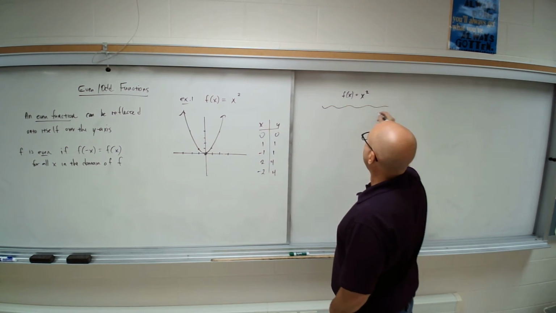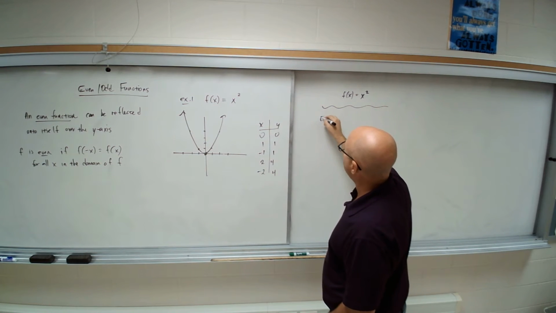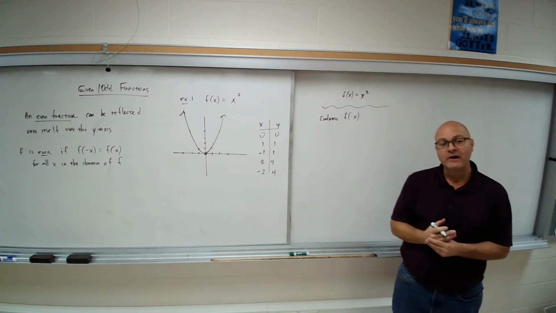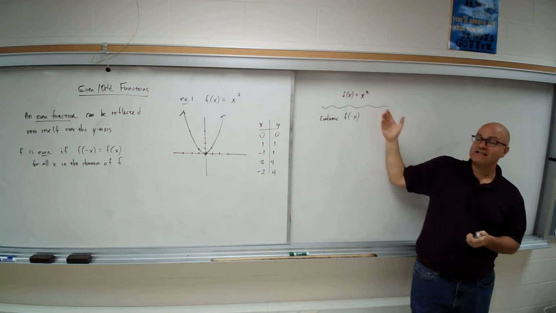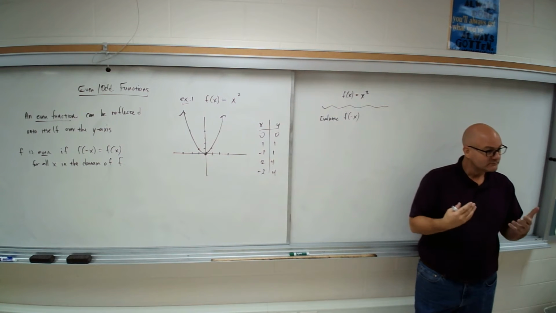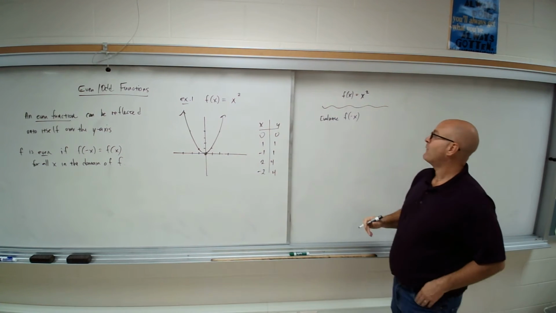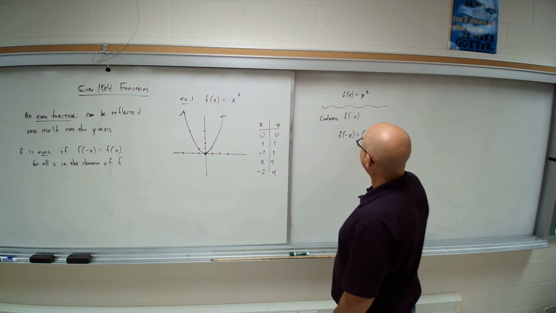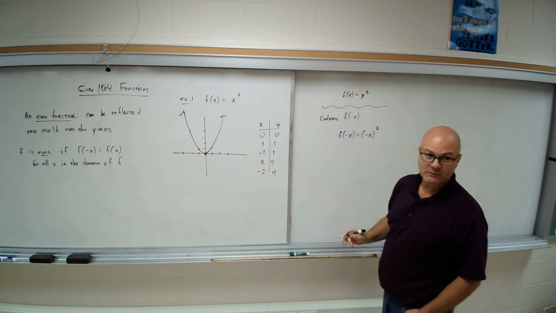And then what we're going to do is we're going to evaluate f of negative x. So you're going to take the rule for f that we have, which says take the input and square it, and we're going to evaluate f of negative x. So we're going to take negative x and square it.